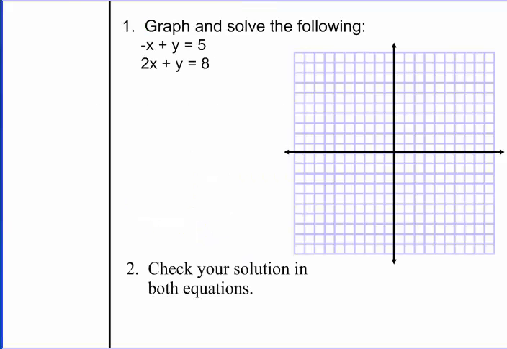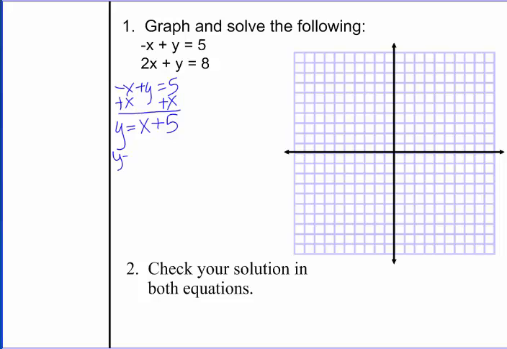So we're going to graph and solve the following system of equations. We have negative x plus y equals 5 and 2x plus y equals 8. For both cases, before you do the graphing, you have to rewrite the equations so you can get the slope and the y-intercept. It helps with the graphing, makes the graphing go a little quicker. So the first one, negative x plus y equals 5. We're going to add x to both sides. y equals x plus 5.